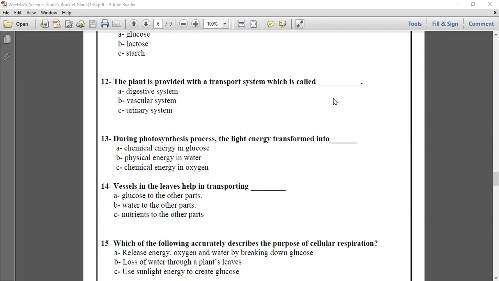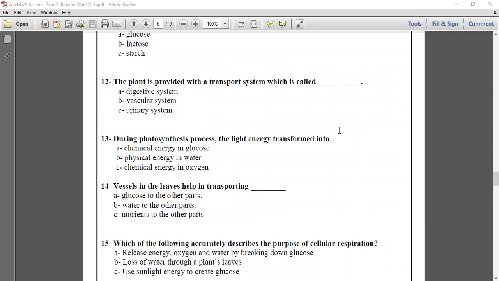It is not energy and water. It's energy in, not and. And also, this is not the correct answer. The right one is chemical energy in glucose, the product of photosynthesis, where the light energy is transformed into chemical energy in the glucose molecules. Thank you, Mustafa.